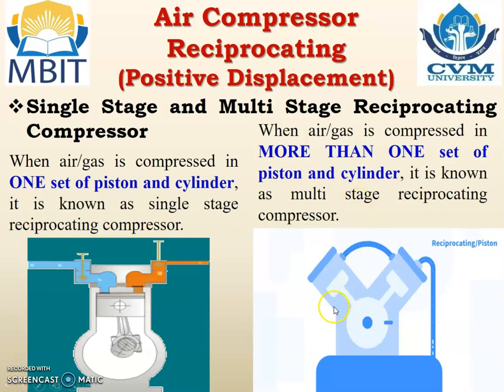So you can see that air is compressed in one cylinder, then it enters into the second compressor where it is again compressed and then it is sent to the storage. So here the air is compressed in two piston and cylinder sets and therefore it is known as the two-stage reciprocating compressor, or a multi-stage reciprocating compressor.